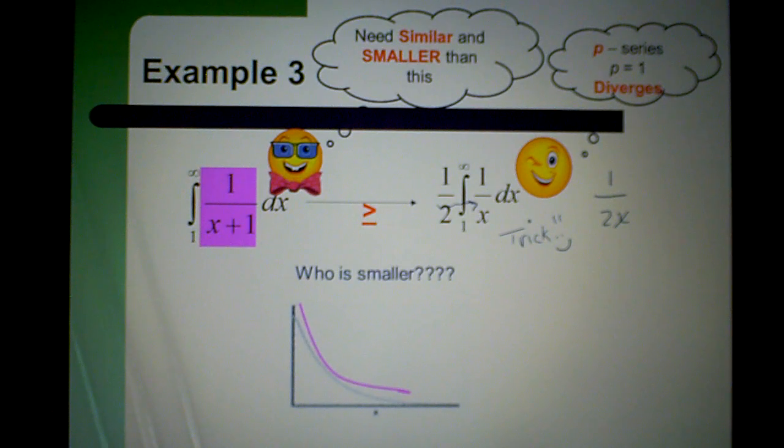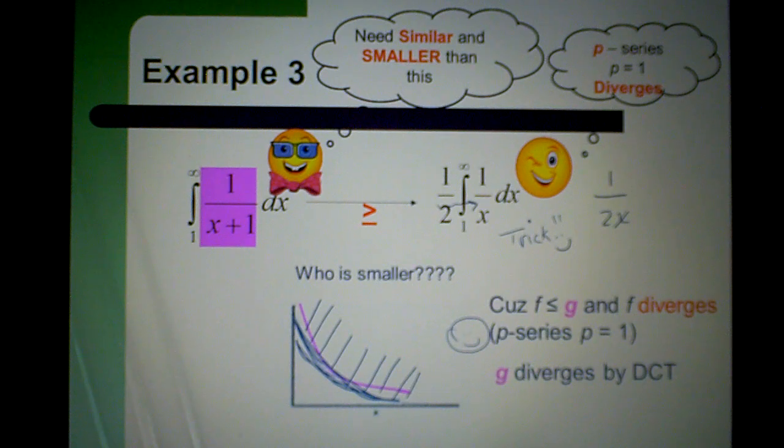But now notice, this is 1 over x, or 1 over 2x, excuse me, diverges. Notice that it will capture the purple function now. Because I know that f diverges, but f is under my purple function g, the divergence, which is a great book, by the way, movie to be coming out soon, will capture the purple g. Therefore, g diverges by DCT.